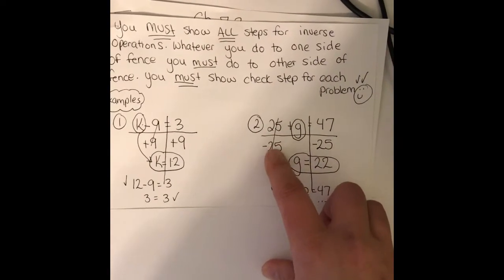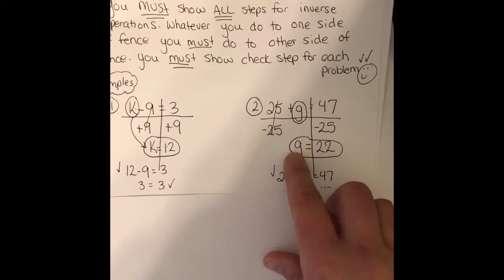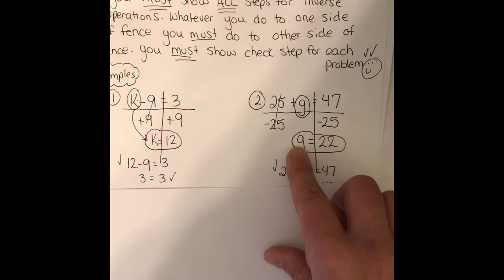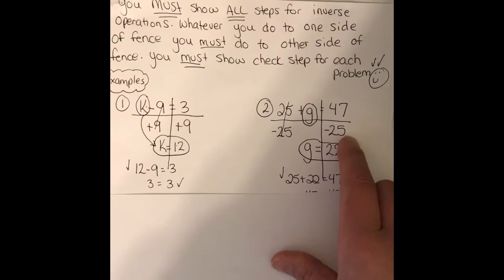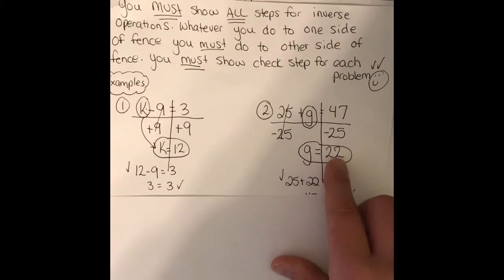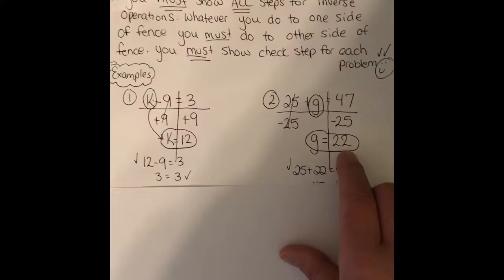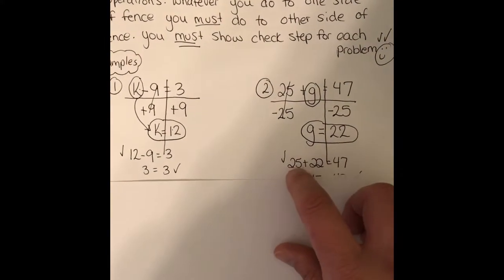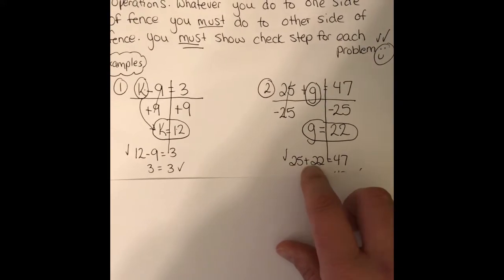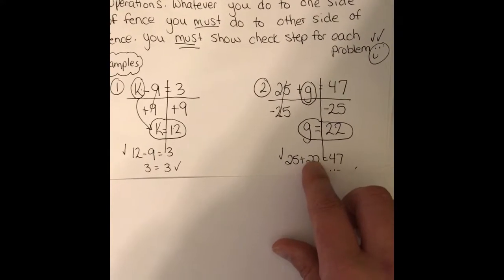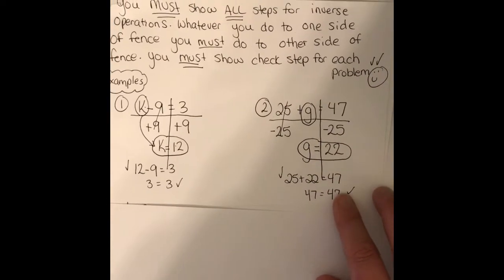These are going to go away. I have a positive and a negative 25. That leaves me with my g on this side. And then I have 47 minus 25. Do the math. You're going to get 22. So g equals 22. I can do my check step. 25 plus, plug in my 22 here, and I get 47 equals 47. So that is correct.